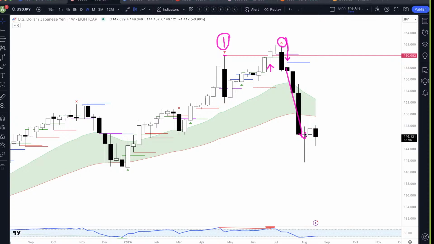On 5th of August, there was a huge crash, huge market correction. I wouldn't use the word crash, right? A huge market correction on the indexes, on the yen pairs. So do we have a sell signal before that huge crash on 5th of August? Yes or no? Yes, right?